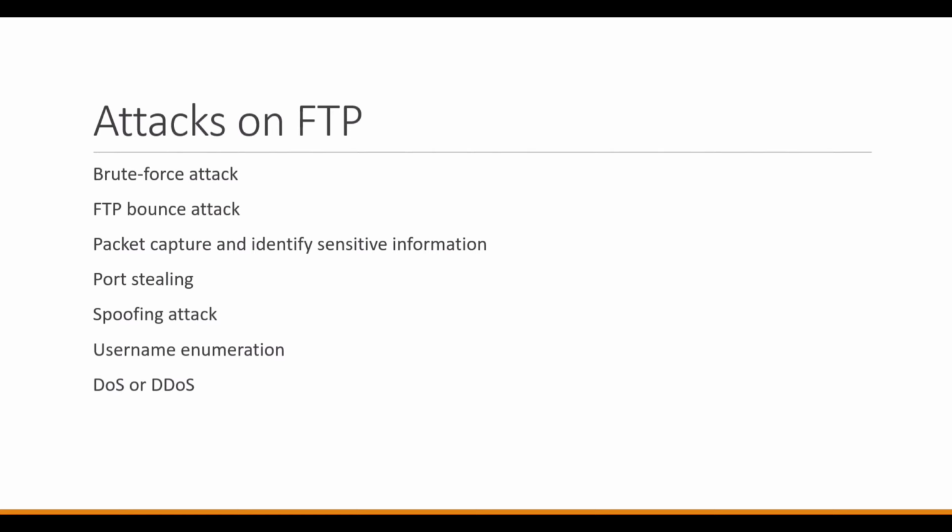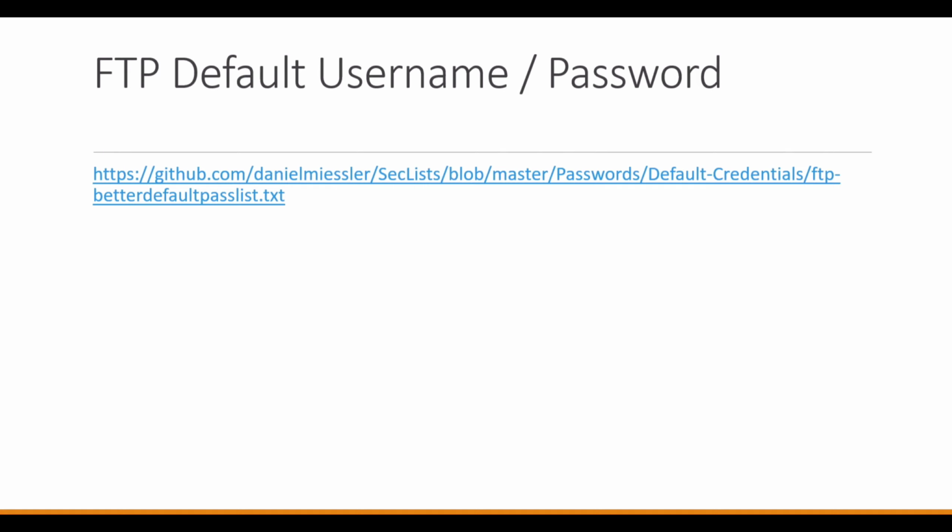Port stealing you can do, spoofing attacks you can perform. User enumeration is a kind of packet capture, it's also a part of packet capturing. And DoS and DDoS attacks you can also perform on the FTP. I think there are already default scripts in the nmap engine, right?